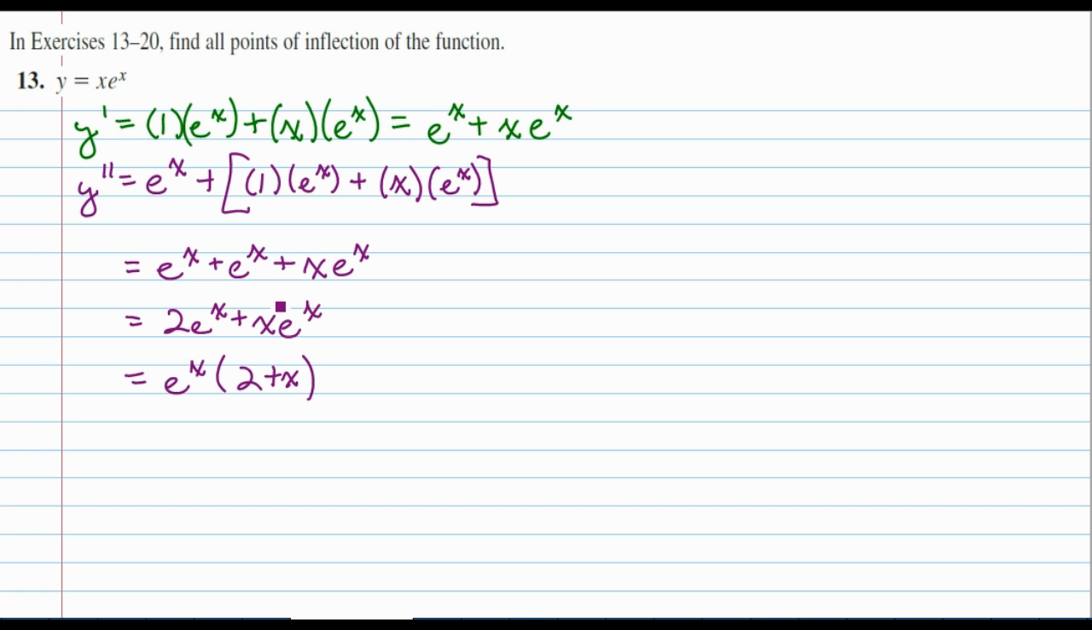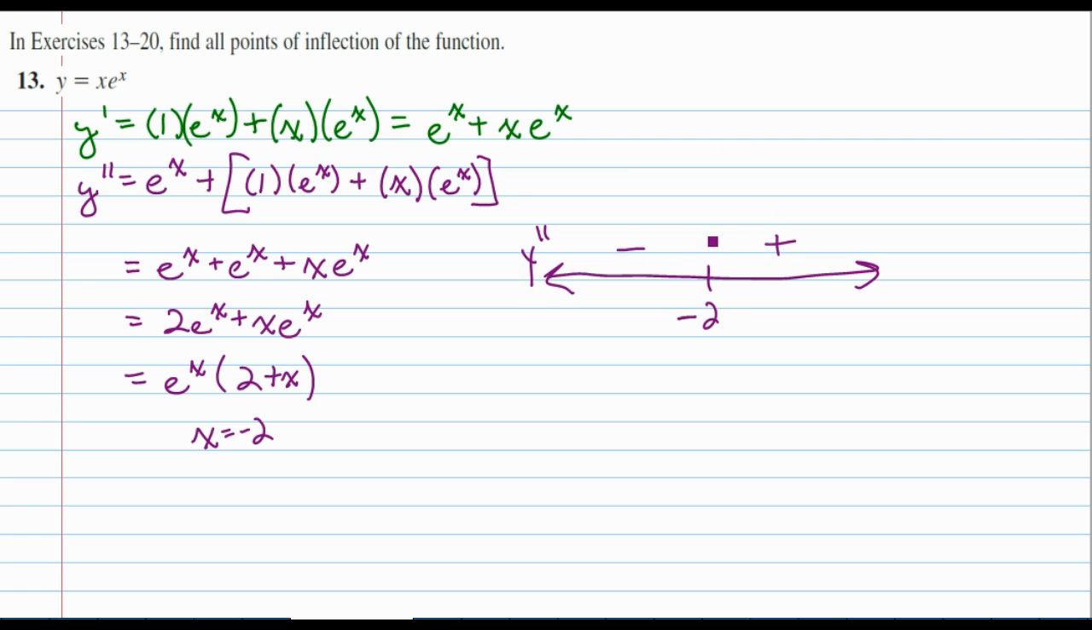Simplified, and then again I'm trying to find the critical values, so I want to factor out e to the x so I can find the x values that make this 0 or undefined. And e to the x will never be 0 or undefined, but 2 plus x will be 0 if x equals negative 2. So negative 2 is a critical point. So I put negative 2 down as a critical value on a number line for y double prime and test y double prime in both of those intervals.